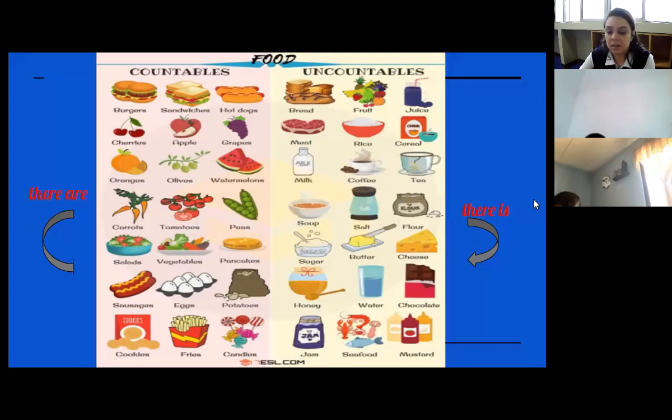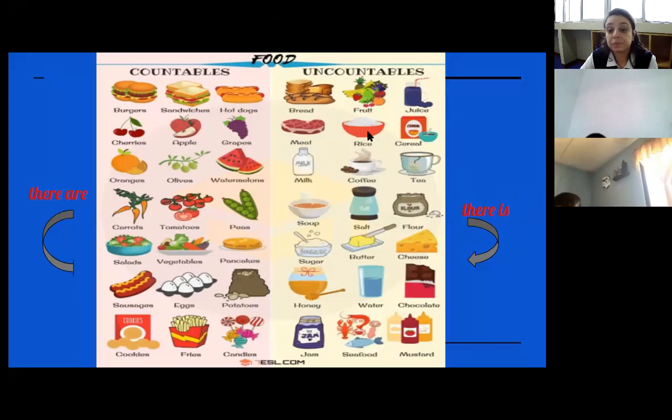So bread, there is bread. There is fruit, it's a group of things. Maybe here you can count the fruits, but you are talking about the group of fruit, okay? There is juice. There is rice, only like that. Soup.